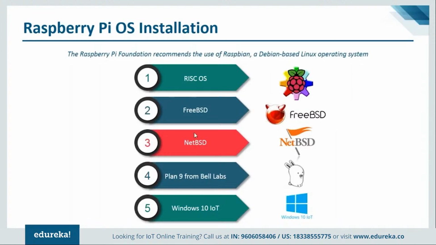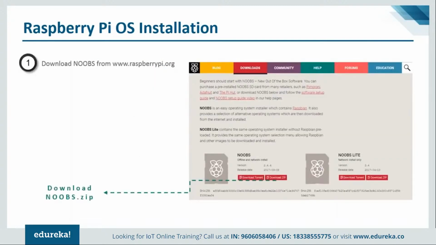These are some of the most popular operating systems supported on Raspberry Pi. You have RISC OS, you have the FreeBSD operating system, you have the NetBSD operating system. Plan 9 is again from Bell Labs, and Windows has its own Windows 10 IoT version. For this session we're not going to go into Windows 10, we'll stick to the core Raspberry Pi operating system. For downloading the operating system, you can go to the original site, raspberrypi.org, and there in the downloads tab you can download the operating system.